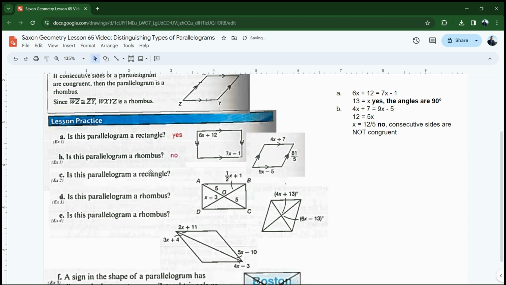All right. Is this parallelogram here a rectangle? It looks a little shady. I see that little pixelation on the side, which means it's probably a little diagonal. Let's find out.